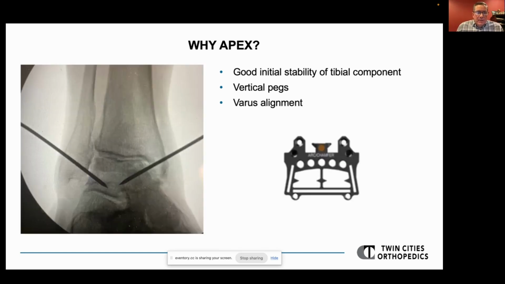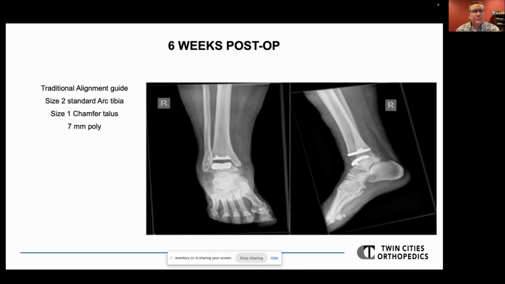Use the technique that I mentioned. We go in, we do our initial approach. We do a medial and lateral gutter debridement. I ended up doing a little bit of a deep deltoid release on her. Got the talus reduced within the mortise, used my transmalleolar pins to hold it there. Got her out of varus, and then proceeded with my apex using the traditional alignment guide. This was one of my earlier cases, so the traditional alignment guide was what we had available at that point.